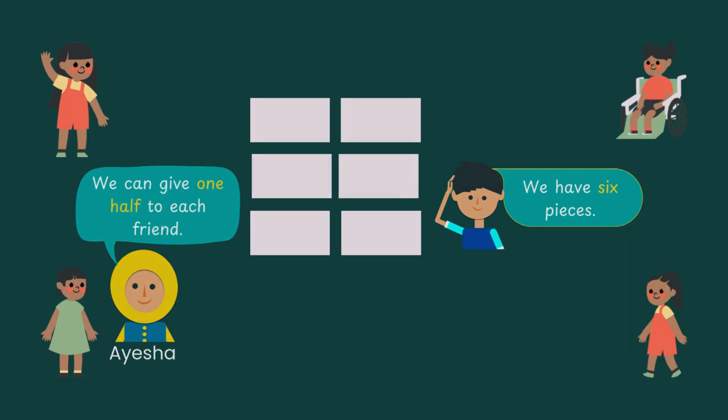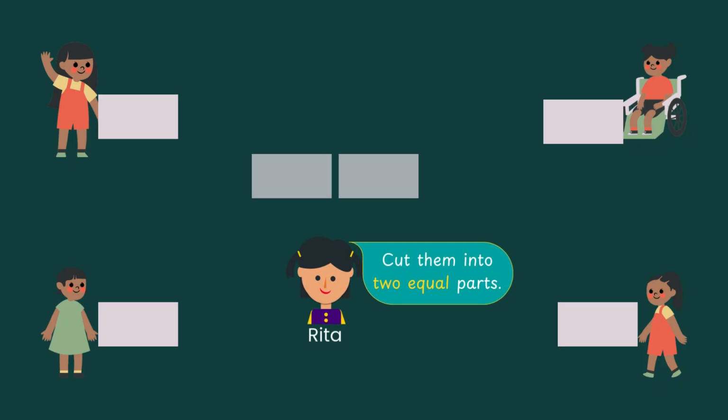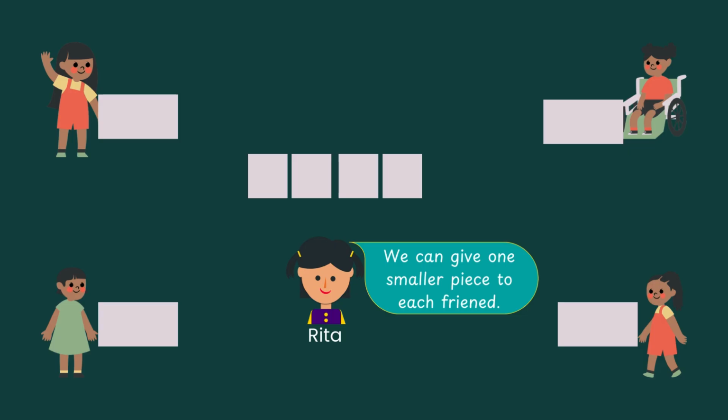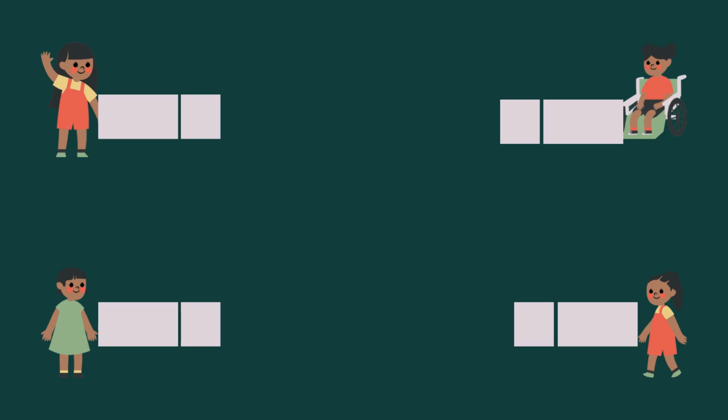If you give 1 piece to each friend, you have used up 4 pieces. So, what about the remaining 2 pieces? That looks like a good idea, Rita. Let's cut the 2 remaining pieces into 2 equal parts. Now, we have 4 friends and 4 smaller pieces. Perfect. Each friend gets 1 of those smaller pieces.